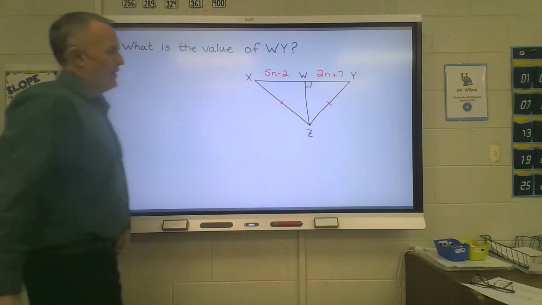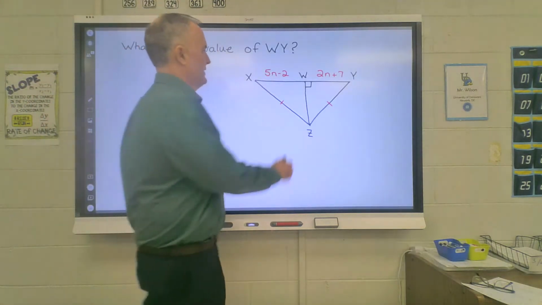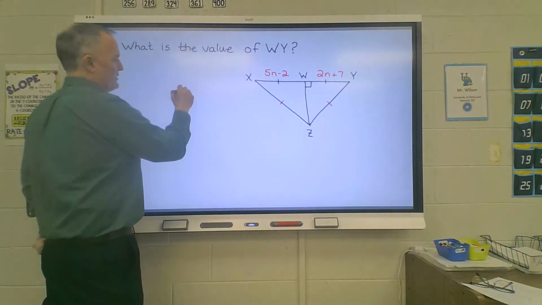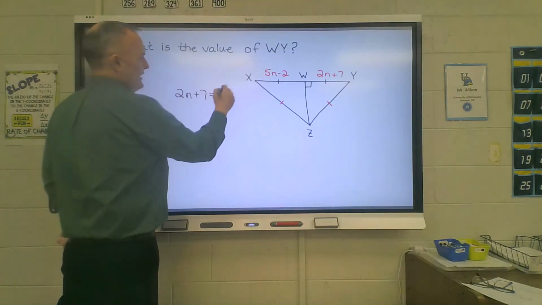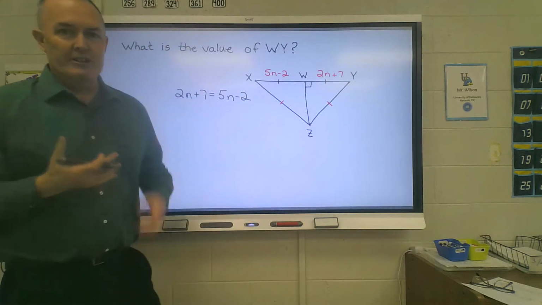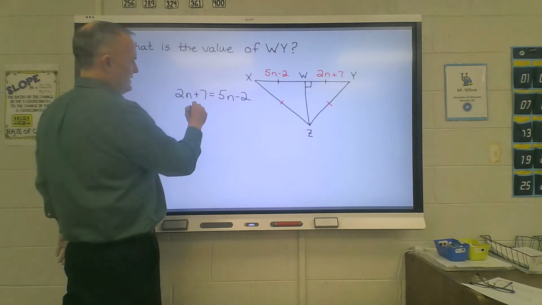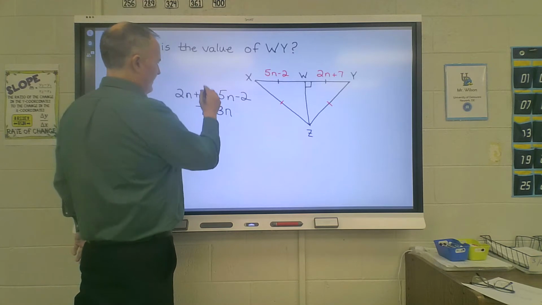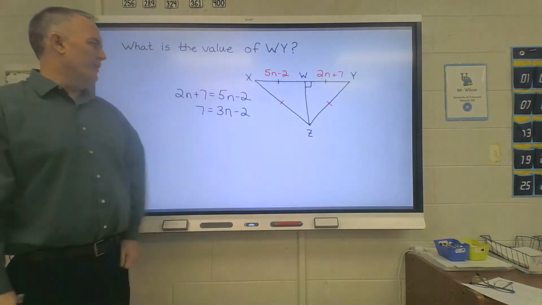So we have the same situation here. This is a perpendicular bisector. Both of these segments are congruent, which means both of these segments are also congruent. So we simply set those two equal to each other. 2n plus 7 is going to equal 5n minus 2. The geometry part's done. Now it's just algebra. If I subtract 2n from both sides, I end up with 7 equals 3n minus 2, because I subtracted 2n from both sides.